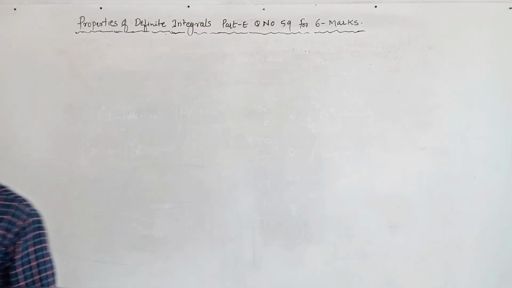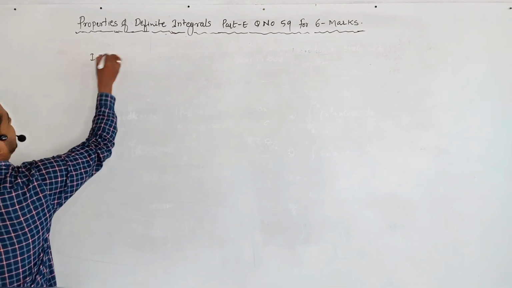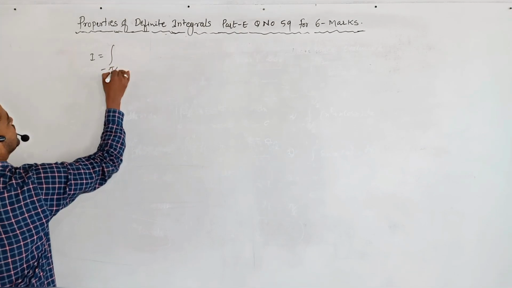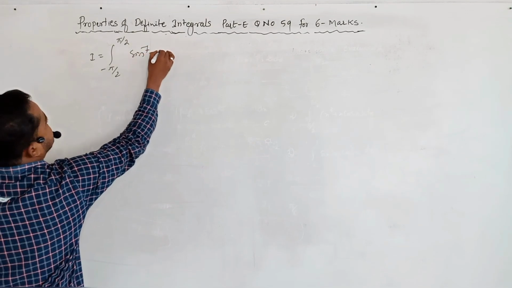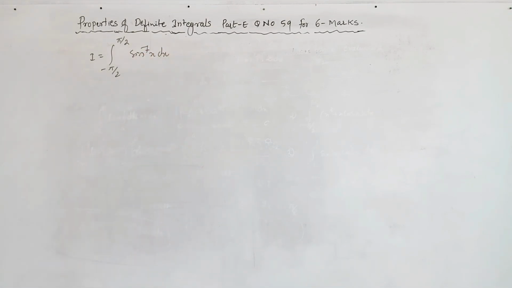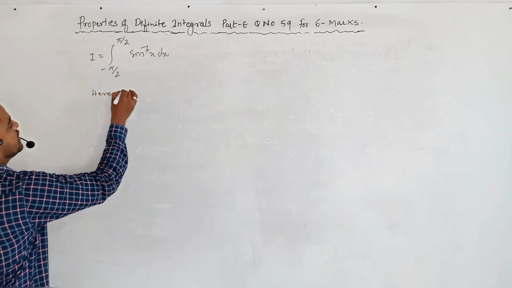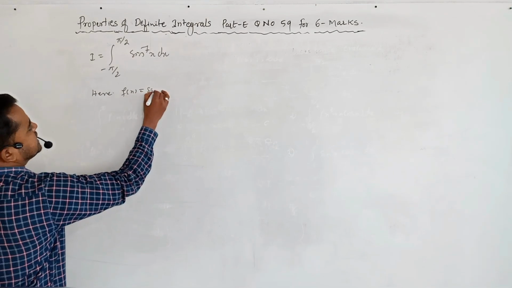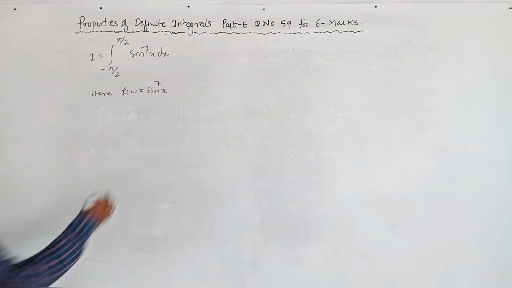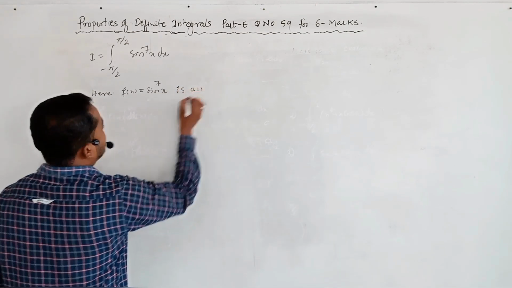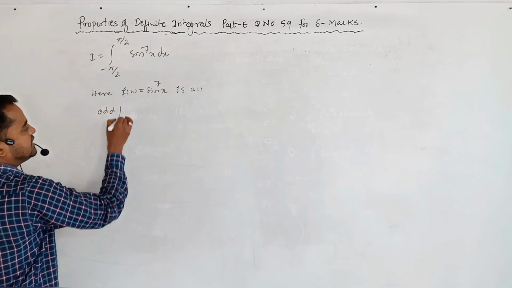Next, the problems. What is the first problem? I is equal to the integral from minus 5 by 2 to plus 5 by 2 of sin raised to 7x dx. Here f of x is equal to sin raised to 7x. Sin raised to 7x is an odd function. See here, the power of sin is odd, so it is an odd function.